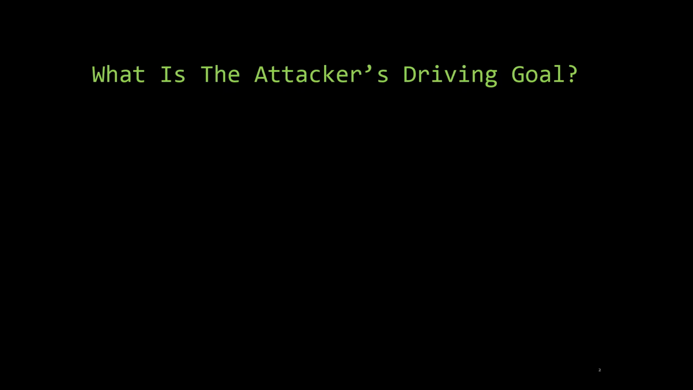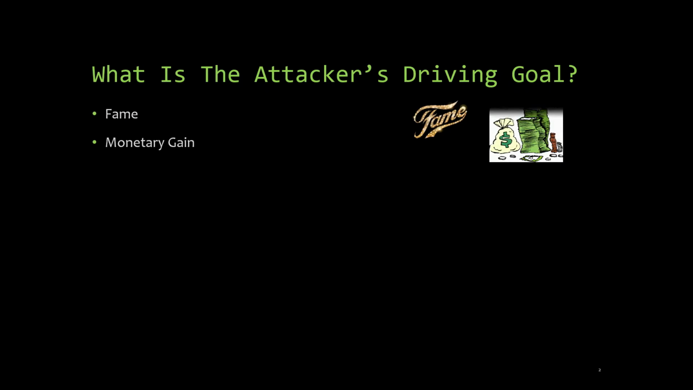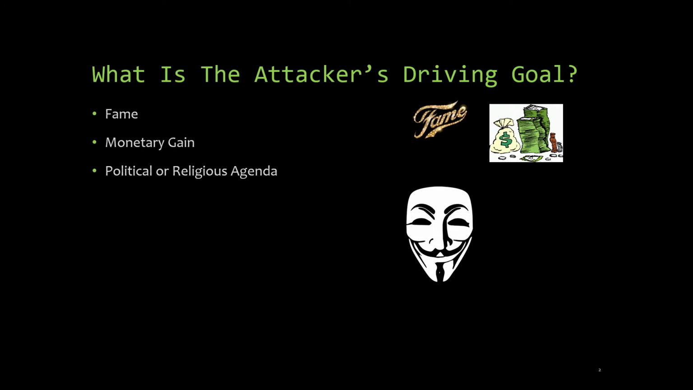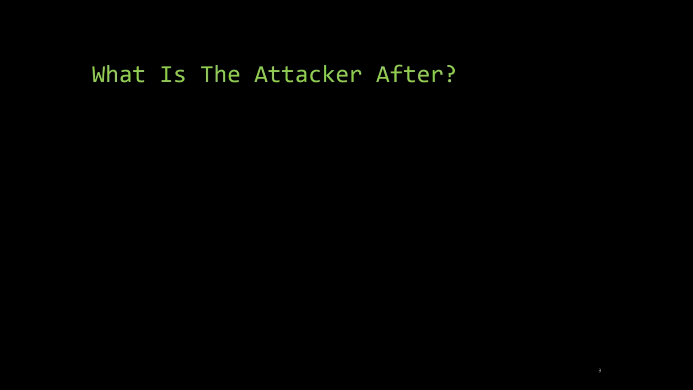So first goal is, what is an attacker's objectives? What's their driving goal? You have fame, you have monetary gain, you have political or religious agendas. Some of them are activists. That Guy Fawkes mask right there is a prime example of the group Anonymous. They have a lot of political agendas. And of course you have no other reason but to cause chaos. Some people just like to watch the world burn.